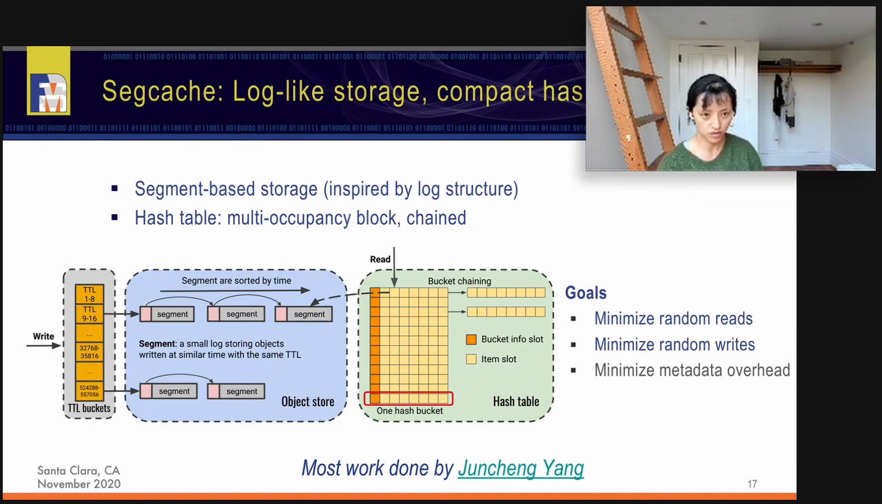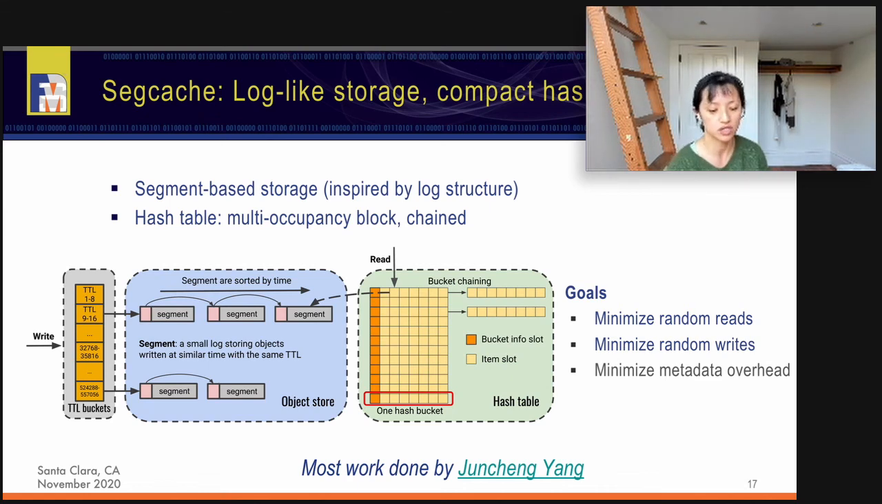Previously, traversing the hash table, the linked list of the hash table, requires a lot of random reads. So Junchen came up with this very clever design, which is a multi-occupancy block that is chained. So that's blockchain in one sentence. And this turned most of the read and write access actually into sequential from random, and that significantly improves the throughput we can get from PMEM.